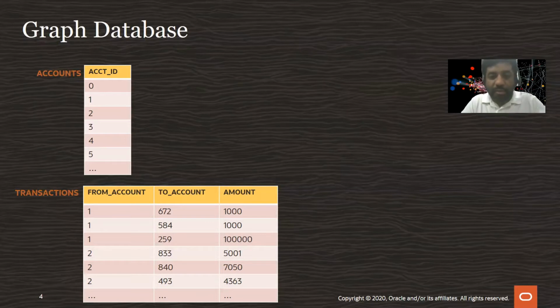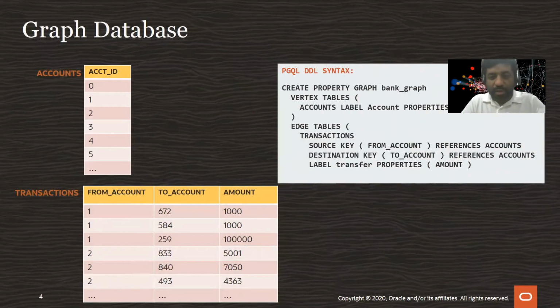database can enable you to frame a query, or a PGQL statement, which can then convert the traditional relational database information into a graph. We can write a query like this. It says create property graph bank_graph, and my vertices are going to be the different accounts, and my edges are going to be the various transactions.